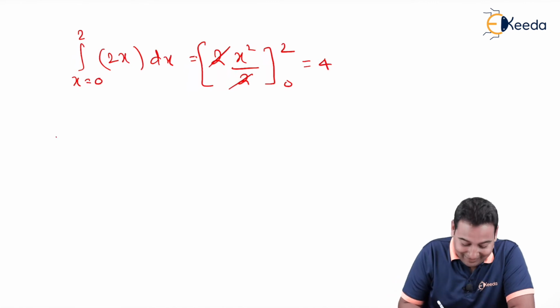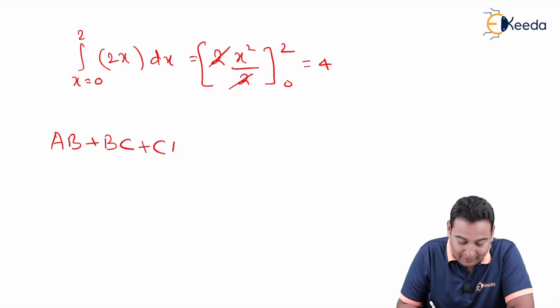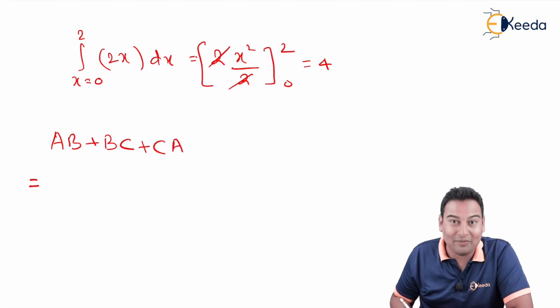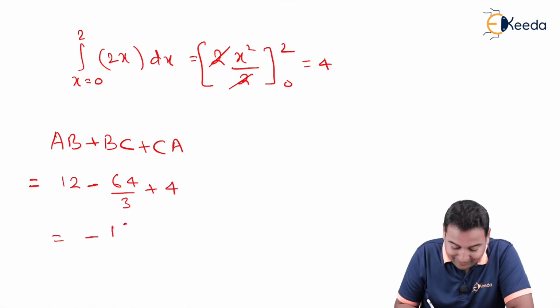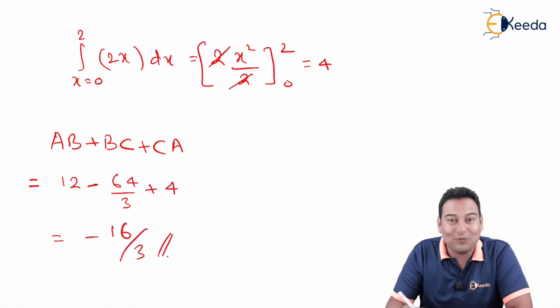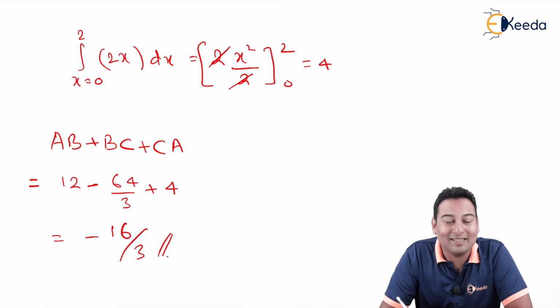Let us add AB, BC, CA. What is AB that we got? 12. Second is minus 64 by 3 and finally 4. If I add, I'll get minus 16 by 3. If you see, it is the same answer we got with Green's theorem. We are done with the problem.